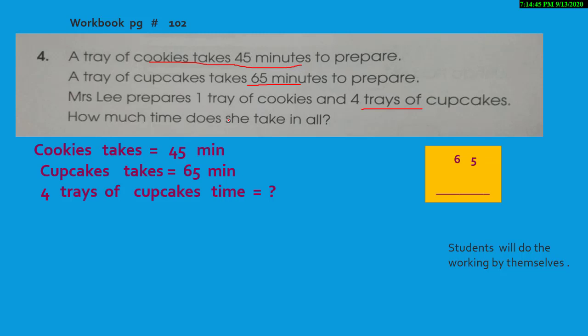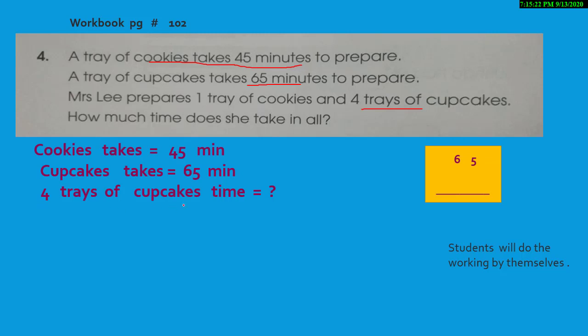This simply means how much total time she takes to bake these cupcakes and cookies. So you don't need to get confused. That's why I said to read the statements two times. They're just simply asking how much time she takes in all to prepare all the cupcakes and cookies. And the twisting point for you is that she bakes four trays of cupcakes and they give you the time of one tray. So you will write down in your workbook, cookies time is 45 minutes and cupcakes take 65 minutes. You can even mention one tray of cupcakes takes 65 minutes.